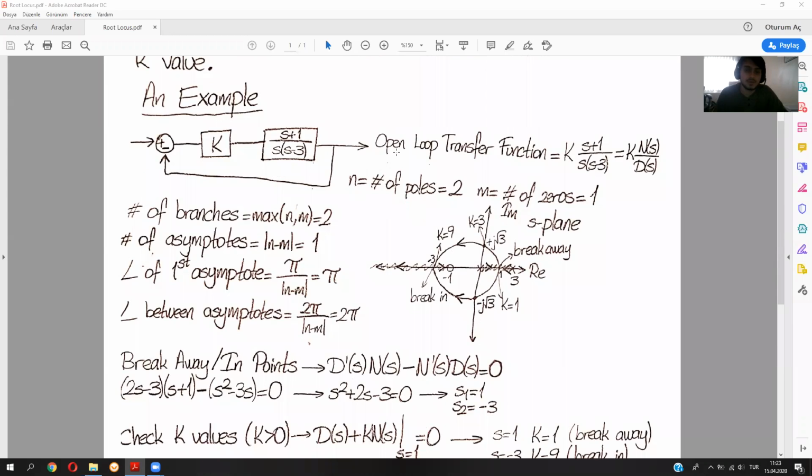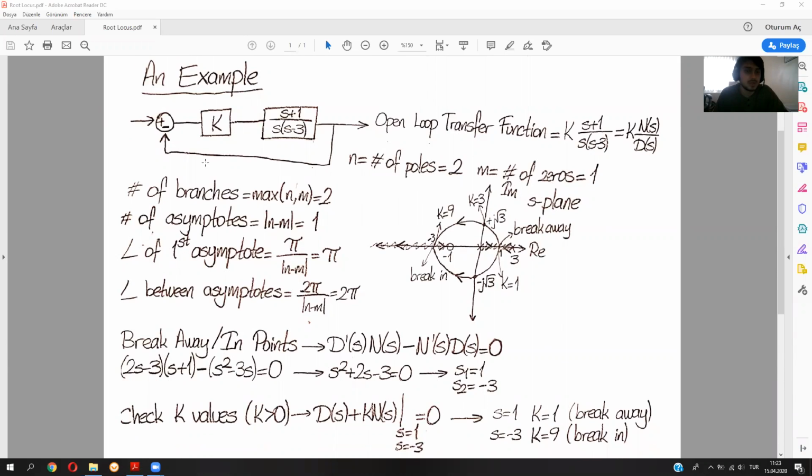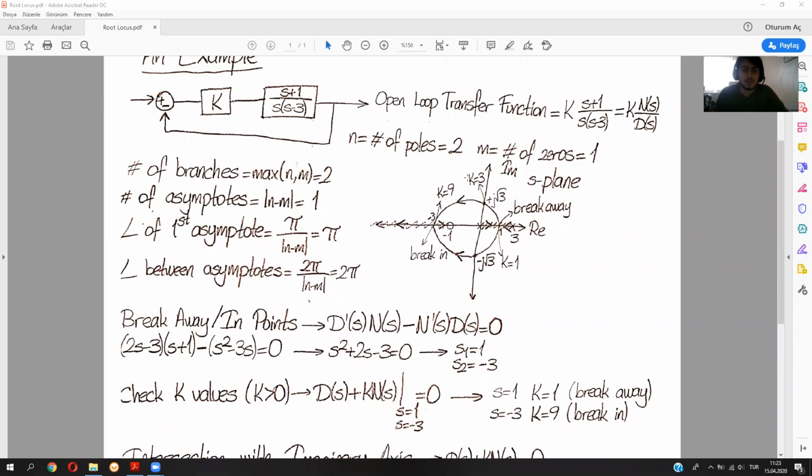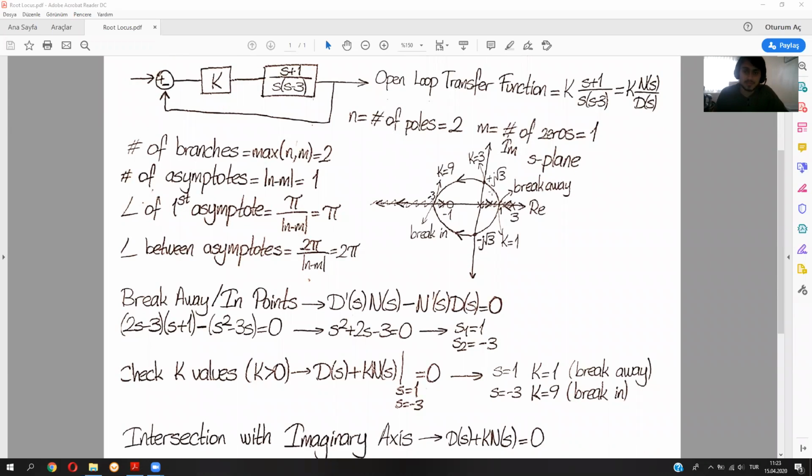As you can see, firstly I took this function and I found the poles and zeros and their numbers, so I can find the number of branches, asymptotes, and the asymptote angles. And as you can see from this graph, I put the poles and zeros, and I select the branches as you can see. I select like that because there should be an odd number of poles and zeros at the right.